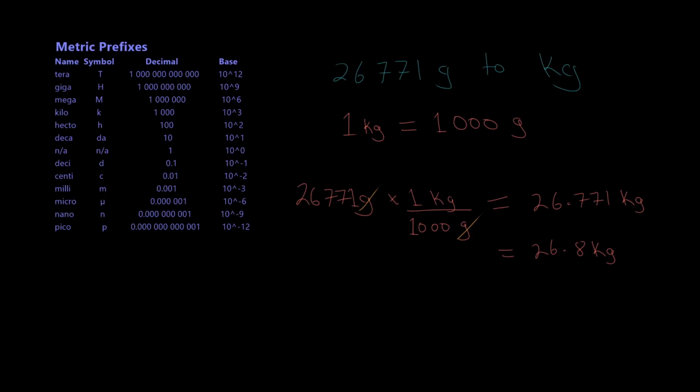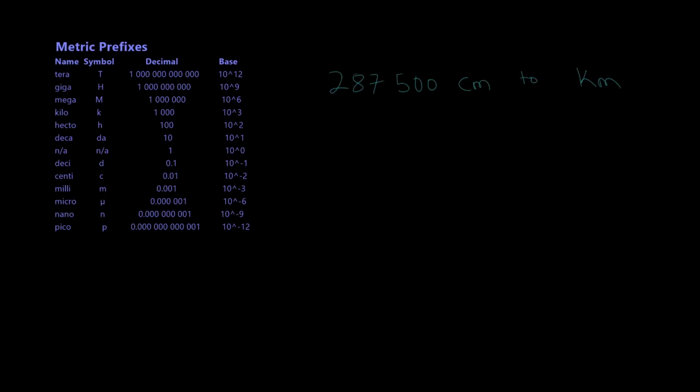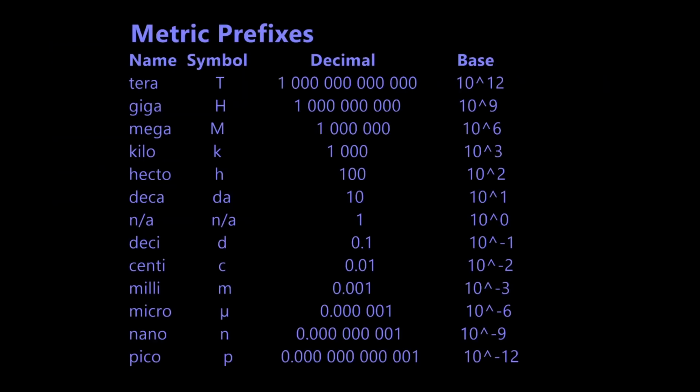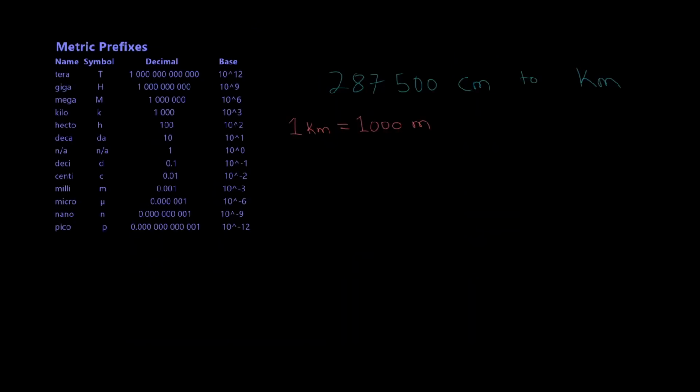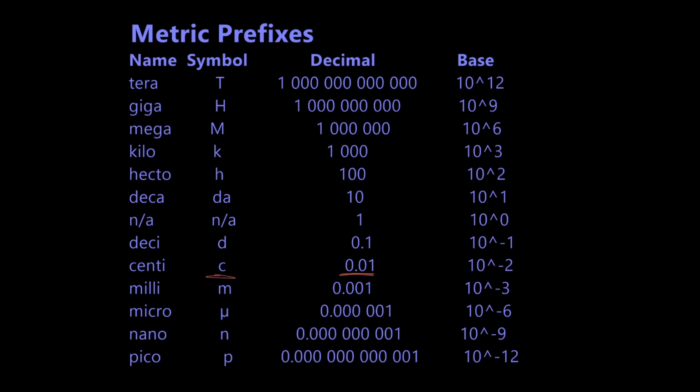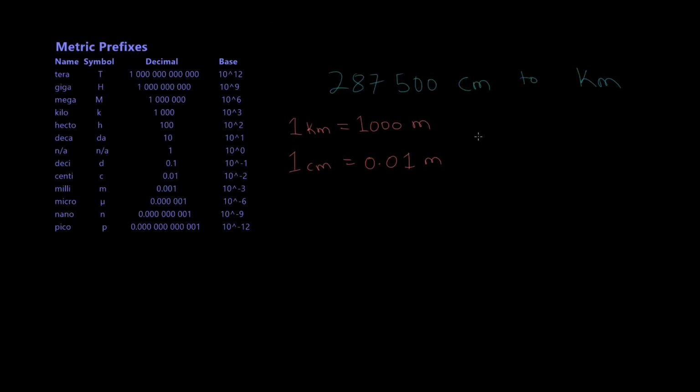How about this example? Let's convert 287,500 centimeters to kilometers. From our metric prefixes table, we know that 1 kilometer is equal to 1,000 meters, and we also know that 1 centimeter equals 0.01 meters. Let's use this information to find out what kilometers is in centimeters. We set up our equation in such a way that meters cancel out, so that we're left with kilometers and centimeters. As you can see, we get 1 kilometer over 100,000 centimeters.